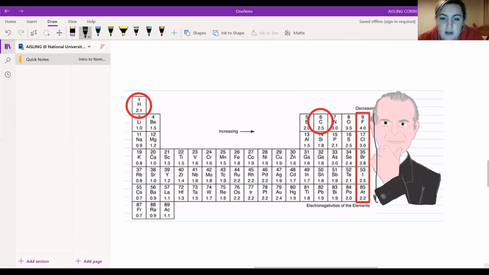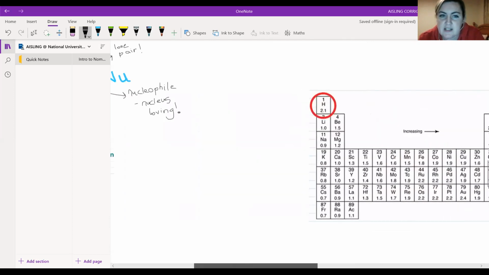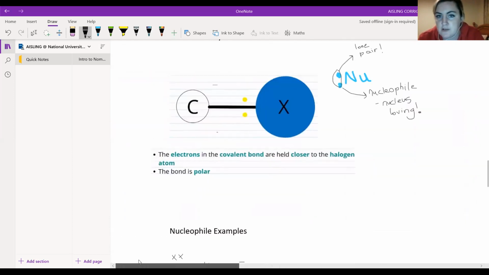So when we talk about electronegativity, that has a certain effect on a bond. When our carbon is sharing a pair of electrons in a covalent bond with a halogen, the electrons in a covalent bond are held closer to the halogen atom. Why? It's more electronegative.